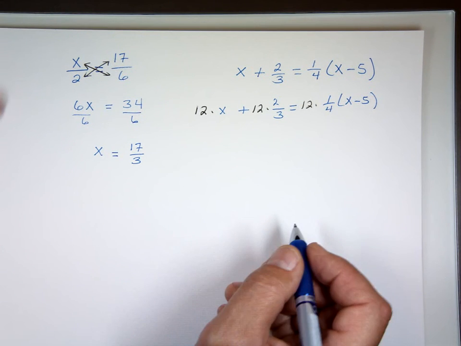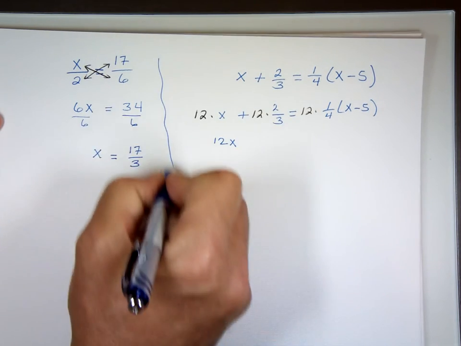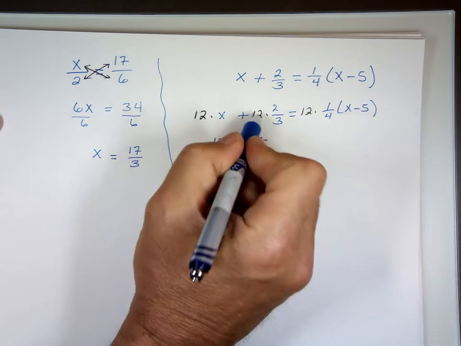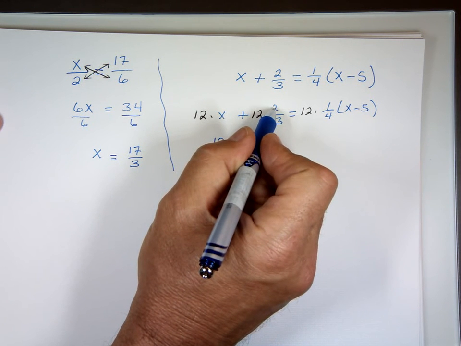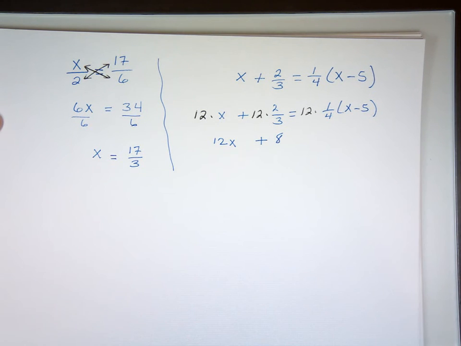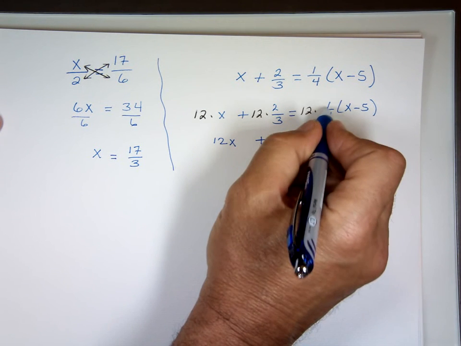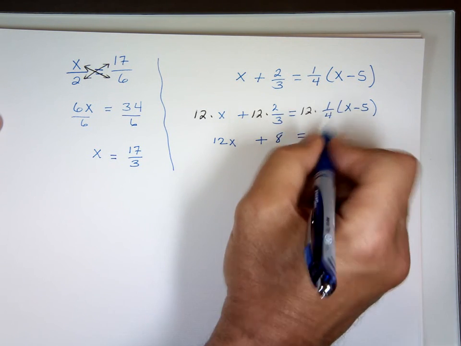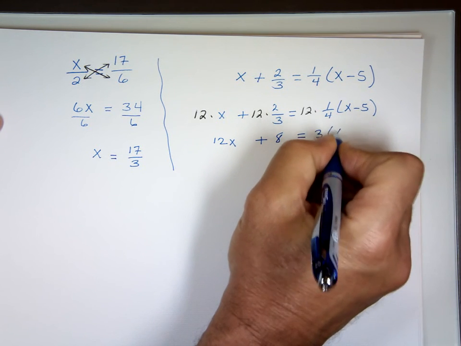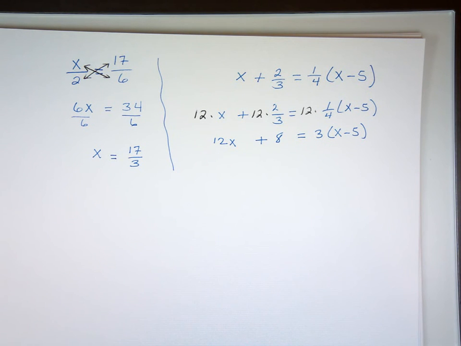What's 12 times x? 12x. What's 12 times 2? 24 divided by 3? Is it 8? What's 12 times 1? 12 divided by 4? 3. Notice there's not a single fraction left in the problem. That is the quickest way to clean an equation that has a lot of fractions.